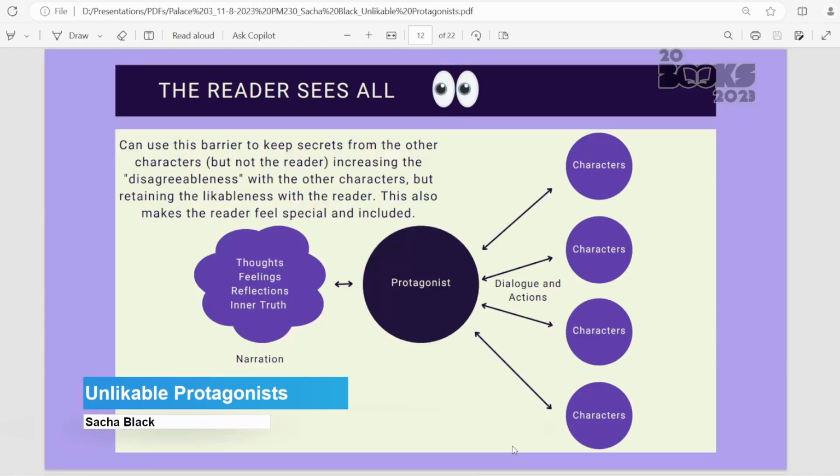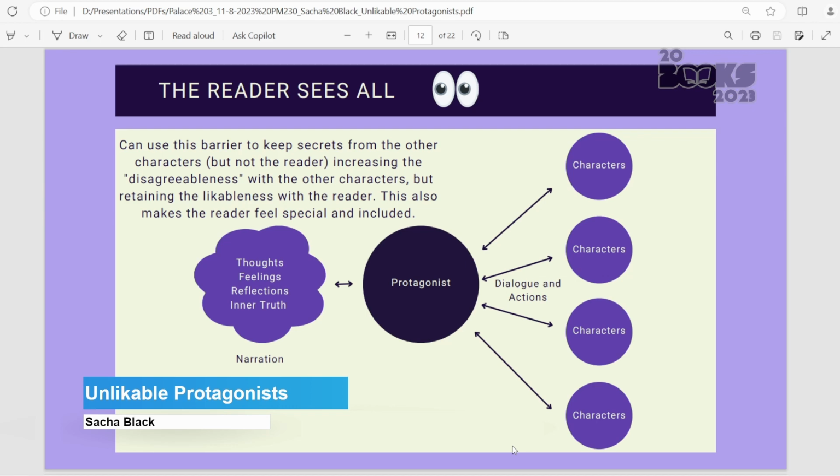So this is a diagram to explain what I mean by this. So let's hope this works. Your characters are all on the outside of the protagonist, okay? So all these characters get access to are the dialogue and actions. So you can create one kind of opinion for them, and then you let the reader into everything that happens here.